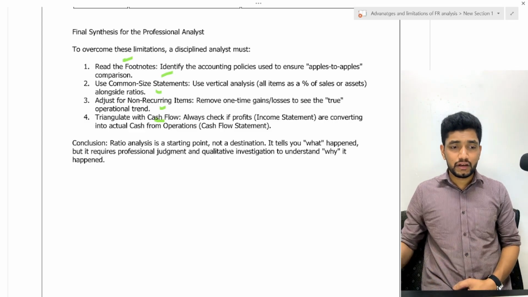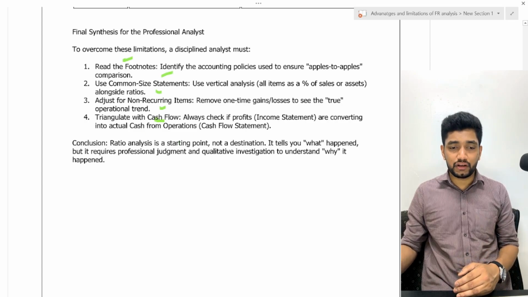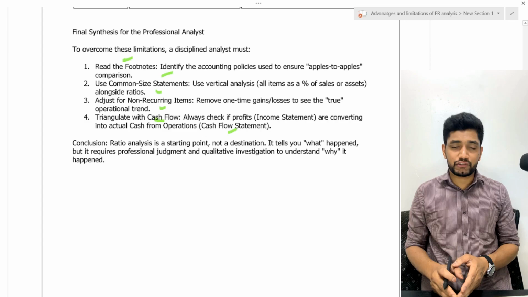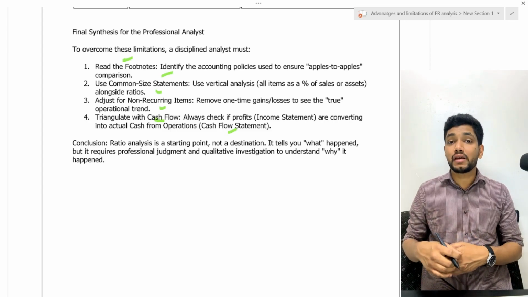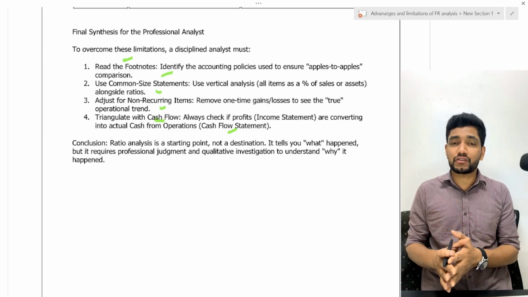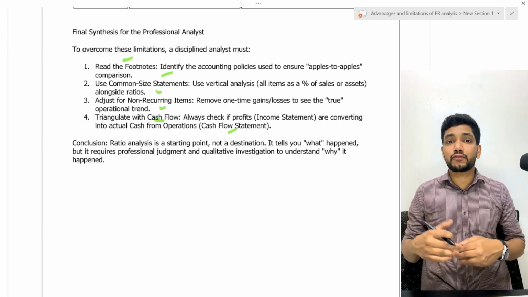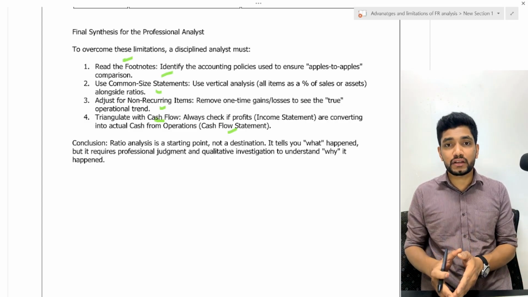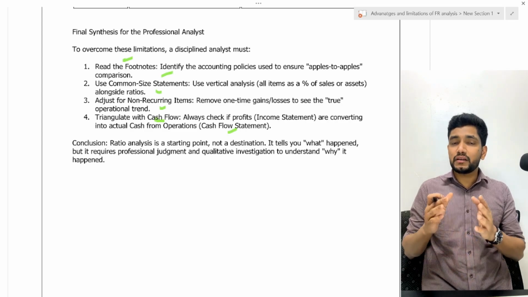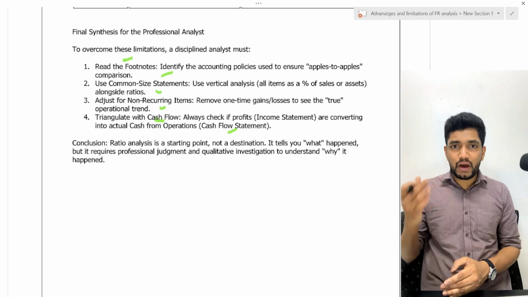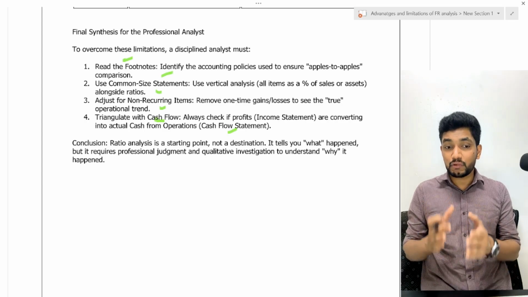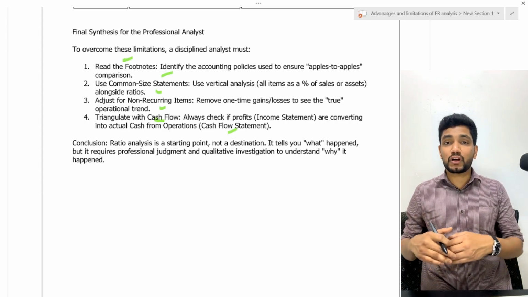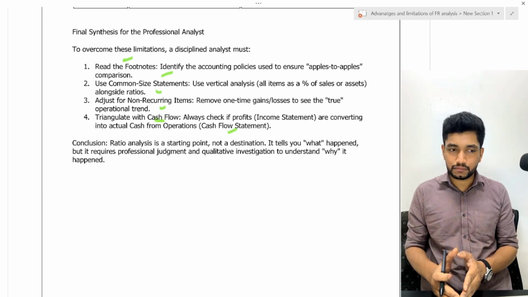So as a conclusion, ratio is just a starting point. It's not a destination. It tells what happened but requires professional judgment and qualitative investigation to understand why it happened. Ratio is a very effective tool to compare financial statements, to assess performance, and to see different aspects of a company's performance like liquidity, profitability, and solvency. Again, there are some limitations also. So we have to keep in mind these limitations before doing a financial ratio analysis, and before concluding or making a professional judgment.